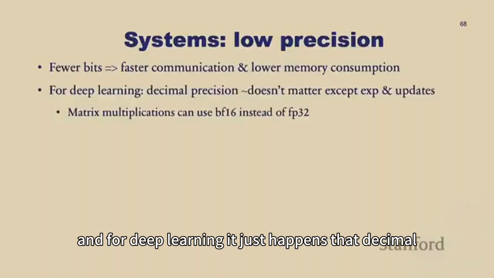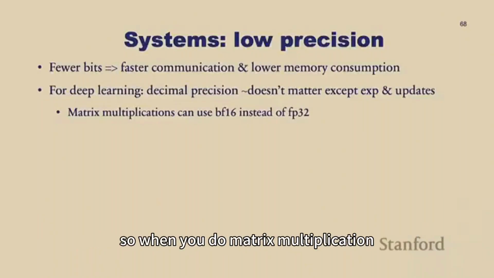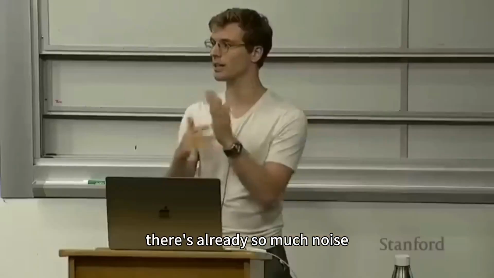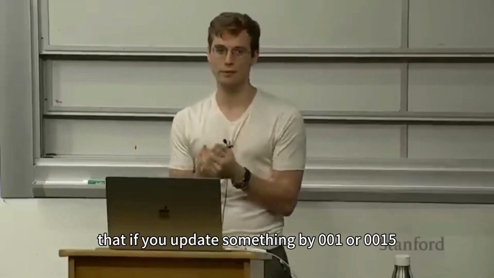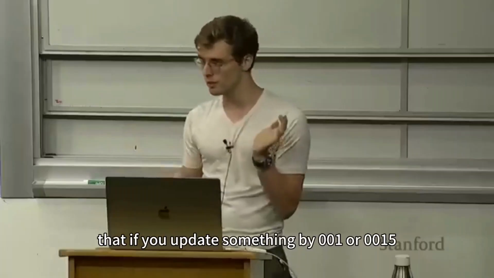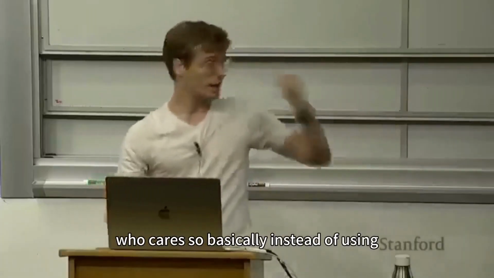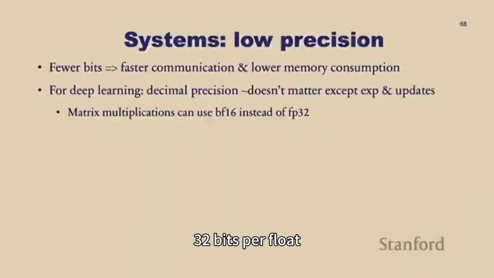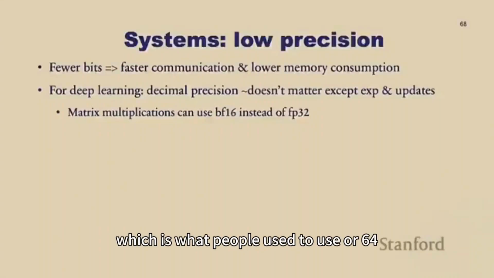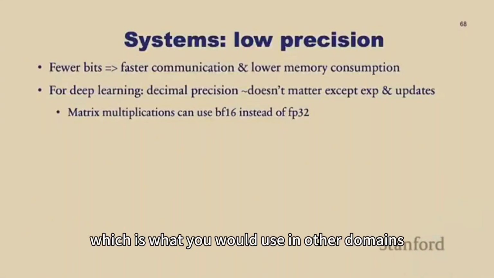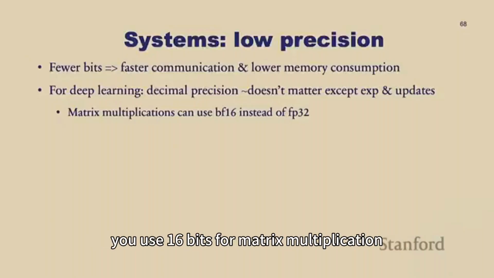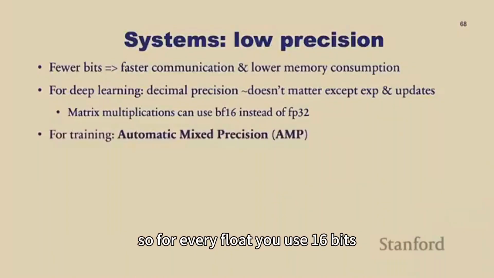And for deep learning, it just happens that decimal is not that important. So when you do matrix multiplication, when you do, for example, SGD, there's already so much noise that if you update something by 0.01 or 0.015, who cares? So basically, instead of using 32 bits per float, which is what people used to use, or 64, for example, which is what you would use in other domains, you use 16 bits for matrix multiplication. So for every float, you use 16 bits.